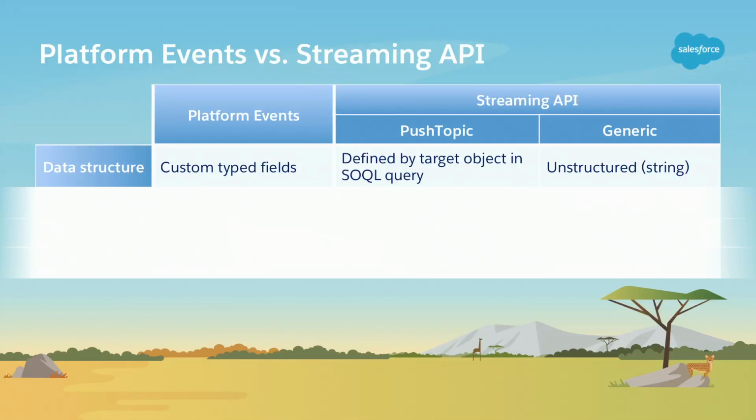Platform events are strongly typed. They have custom fields which have their own type. We will see that there are a few limitations on the type of field we can have. These are very basic types that can be serialized. So we cannot have, for example, roll-up fields. We cannot have master-detail relationships. Very simple types. Then on the push topic, however, it's a bit different.